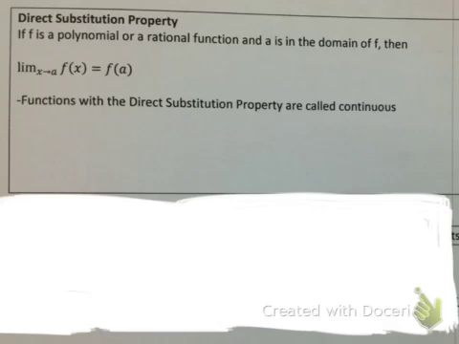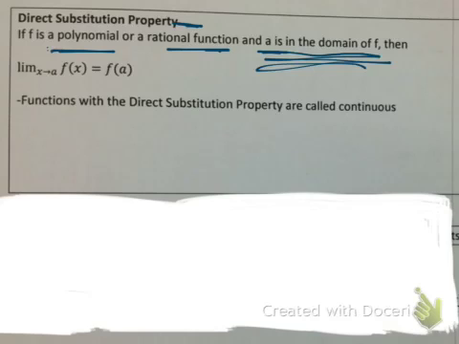All right, this is the most important property. This is what I was talking about, substitution. So if I have a polynomial, so what's a polynomial? A quadratic, a cubic, a quartic, a linear, or a rational function, which is what? 1 over x. 1 over x minus 2. x over x squared minus 4. And a is in the domain of f, then the limit is just going to be f of a.